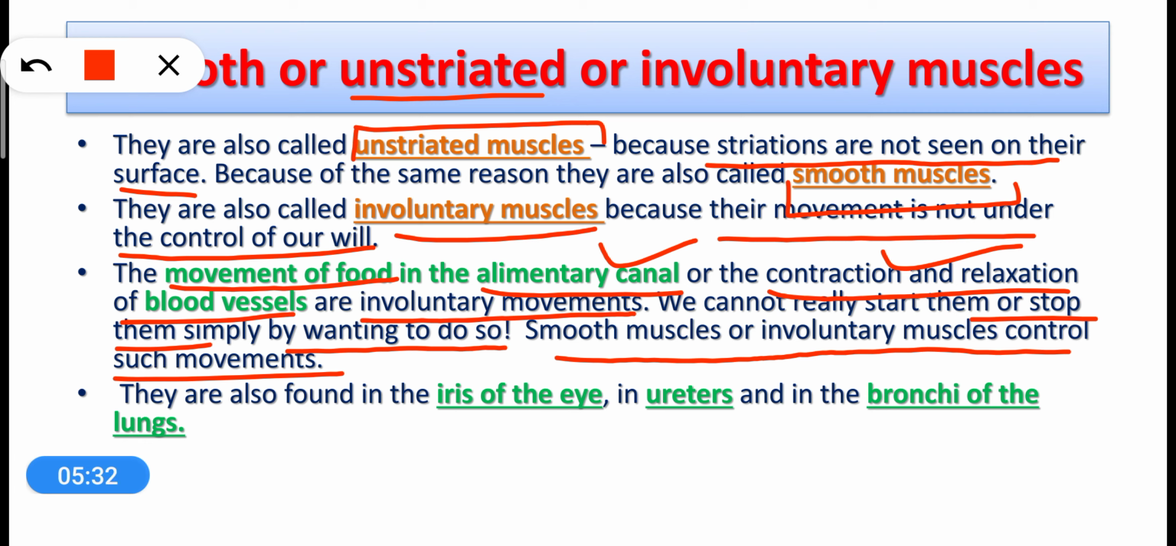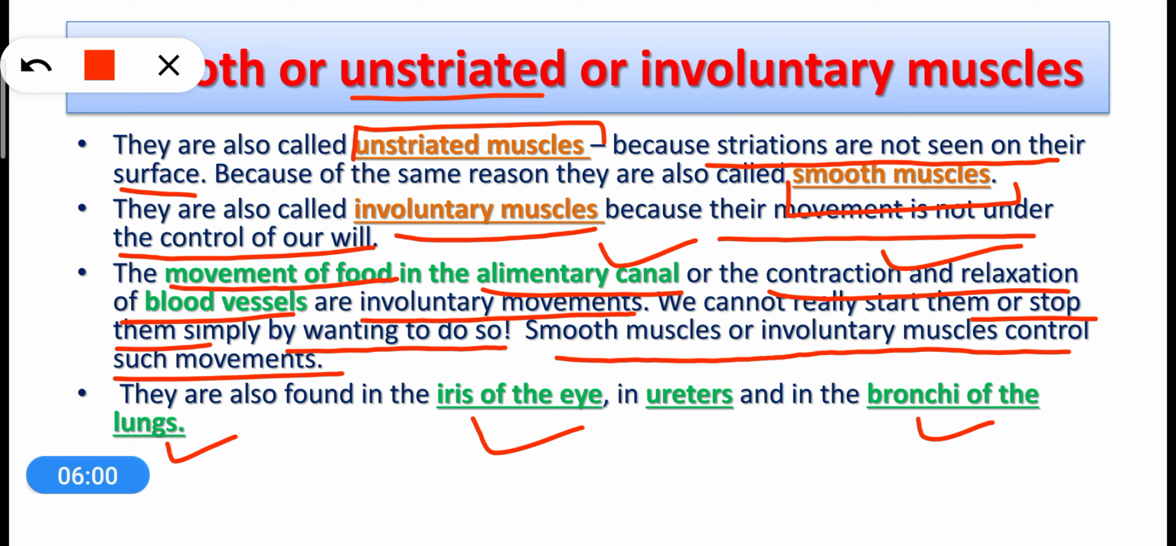Now these muscles are also present in the iris of the eye. You know that the iris of the eye keeps contracting and dilating. When the brightness of light is high, they will contract and reduce the size of the pupil, and in the opposite situation they will dilate. In the same way, the bronchi of the lungs also have the same type of muscles.